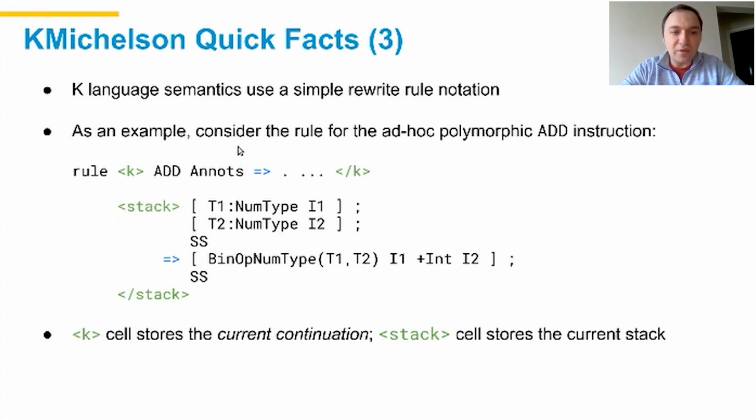But anyway, in this rule, we have a type stack. So we have 2 number types and the rest of the stack. Based on those number types, we generate a new number type, which basically says if either of them is int, the result is int. And then we just add the 2 ints together, I1 and I2, using this plus int. That's the built-in int operator. Everett already talked about the different cells that we have. So the K cell stores the current continuation, and the stack stores the stack. That's pretty straightforward. So next slide, please.